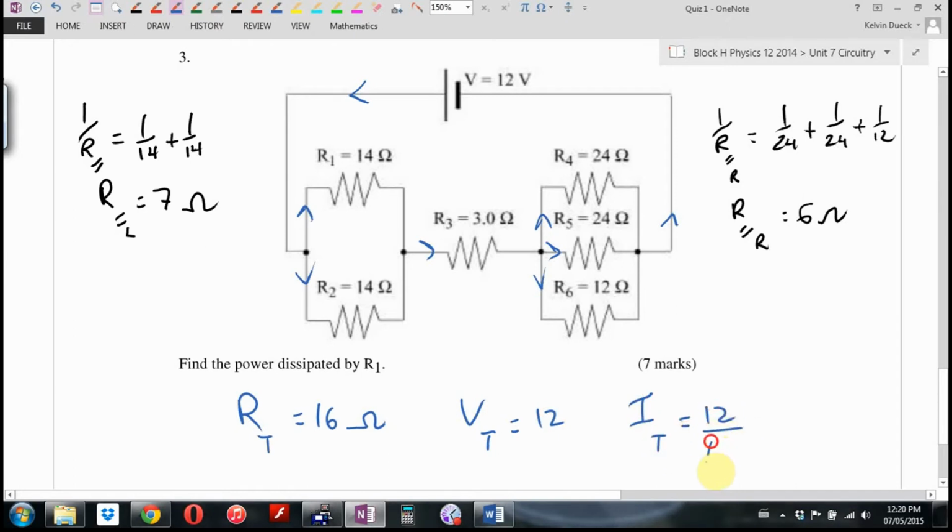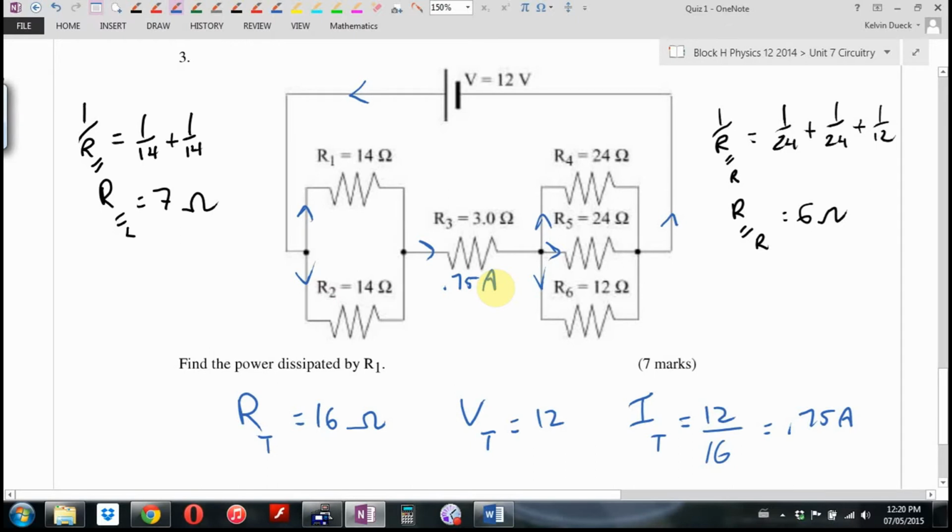12 over 16, which is 3 over 4, 0.75. Hopefully I can do that one in my head still. It is 0.75, right? Yep. All righty. Well, what does that mean? It definitely means that there's 0.75 amps going here.